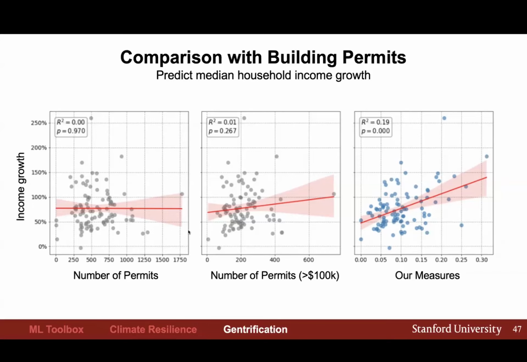And we test our measures against the building permits by correlating with the income growth. It seems our measures have a higher R-square correlation, or explainability, with the growth of incomes, while the number of permits are just noisier than our measures.